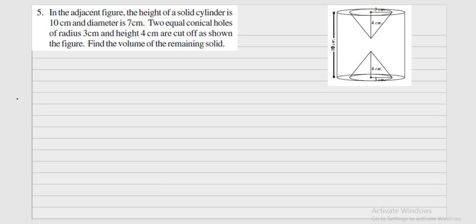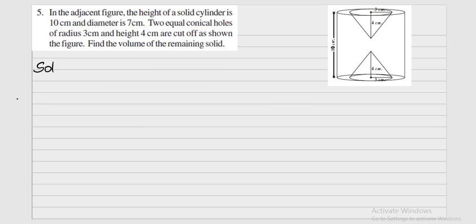So in this video we are going to continue the problems related to finding out volumes of combination of solids, right? So in the previous video, till problem number 4, we have discussed. So in this video we are going to discuss problem number 5, right?